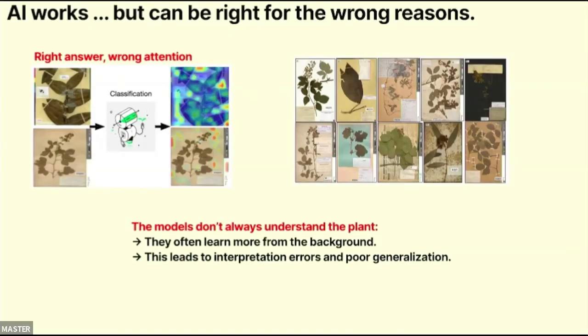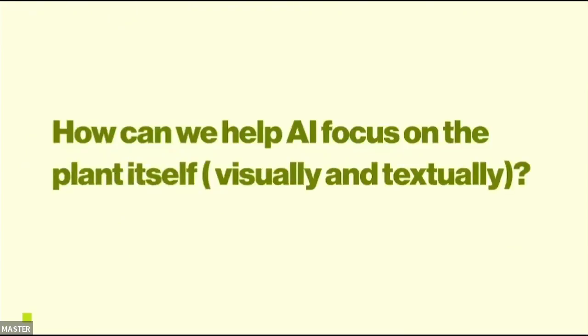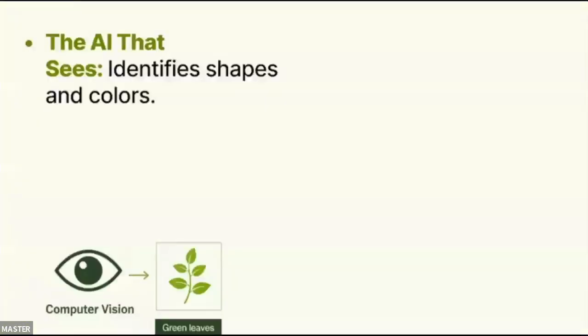Because the model does not truly understand what a plant is, nor where it is located within the image. They often learn from the background, the paper texture, the measurement scales. So when a model gives the right prediction, it's often for the wrong reason. This brings us to our central question: how can we help AI focus on the plant itself?